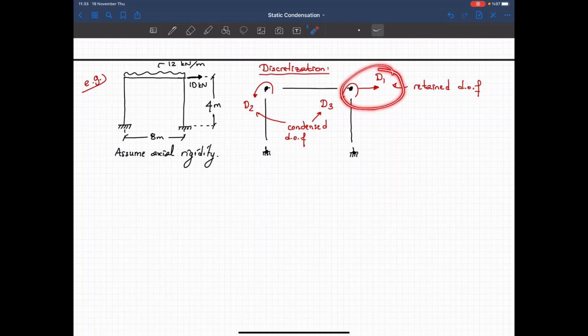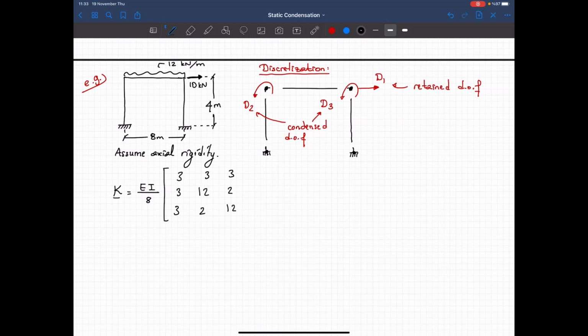So that's why I first number this and then number the remaining degrees of freedom. And when you assemble the stiffness matrix, K is equal to EI over 8, with 3, 3, 3 and 3 here, 12, 2, 2 and 12. That's the full stiffness matrix for the 3 degrees of freedom system. And the force vector is as follows. F is equal to 10, and I got minus 64 and 64 as my unbalanced bending moments.